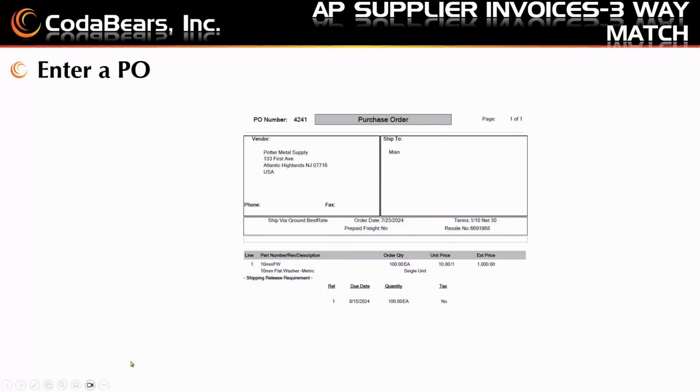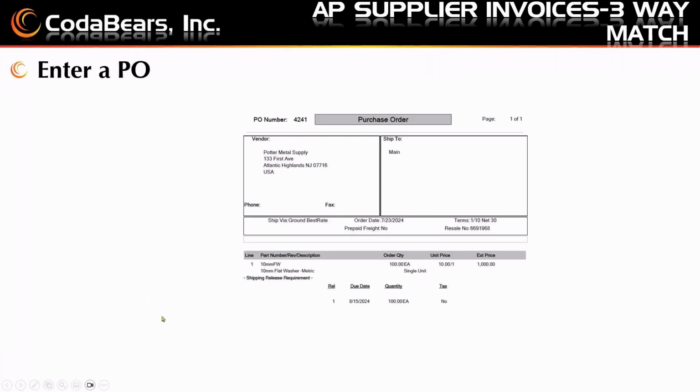The first thing we want to do is enter a PO into the system. Obviously, this isn't going to be on the accounting side. This will be on the purchasing side, but I know many of you in accounting also know how to enter a PO. So in this case, we've picked Potter Metal Supply for our PO, and we have all the relevant information in here. We've got a quantity of 100 and an extended price.